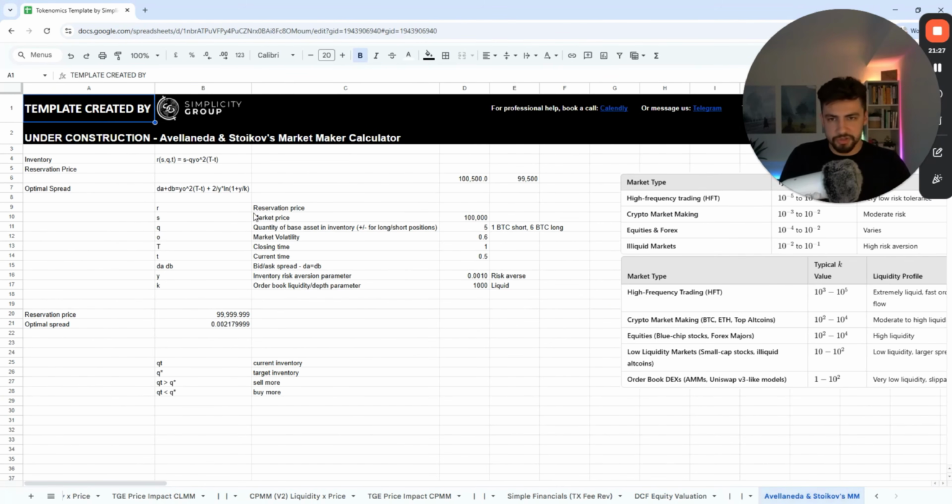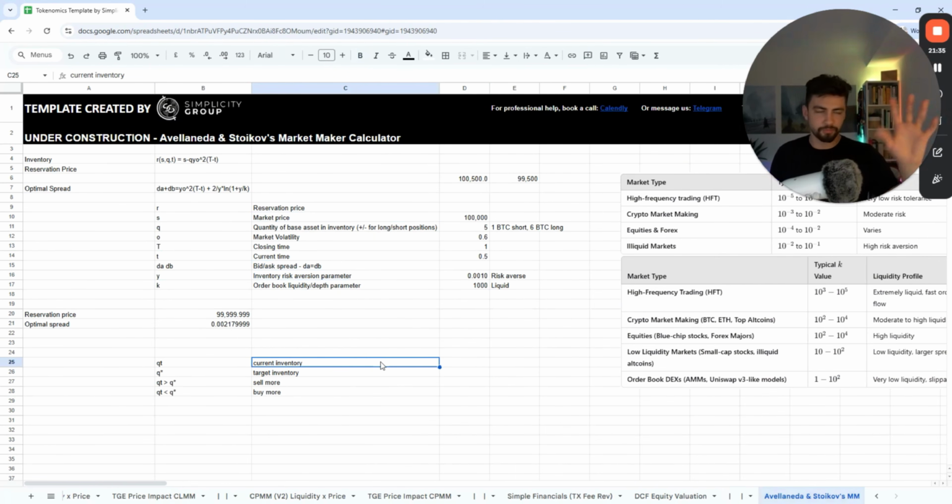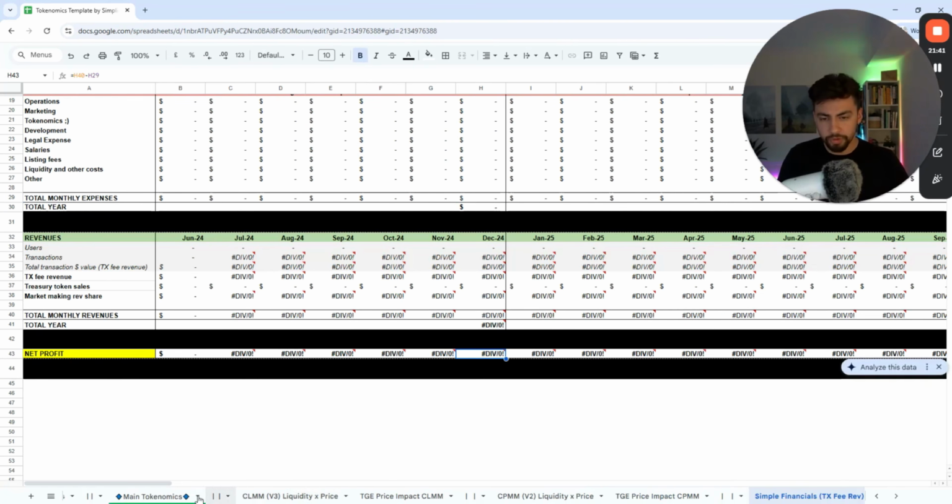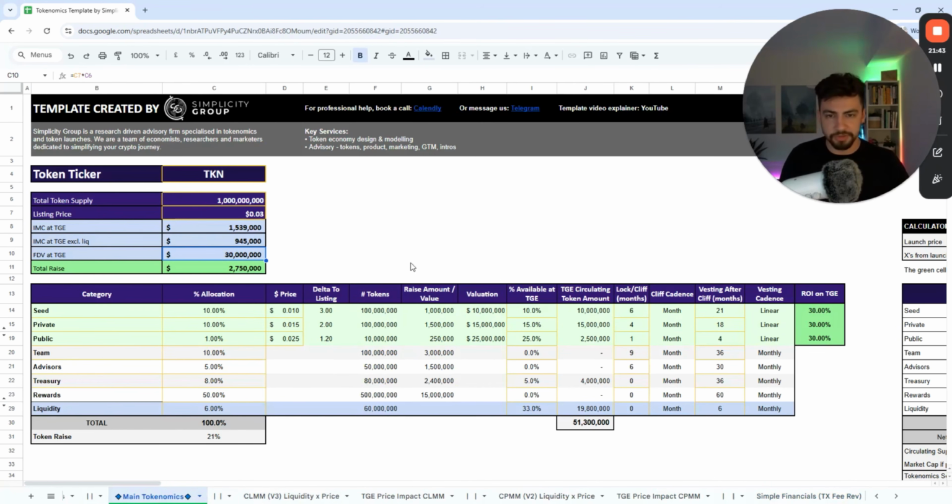And over here, finally, it's just me messing around trying to figure out how to model centralized exchange market making, albeit this is just one of the strategies. It's under construction, so just ignore it. So all in all, this is the tokenomics template. Once again, this is what we use for our clients. So this is fresh from Simplicity Group.